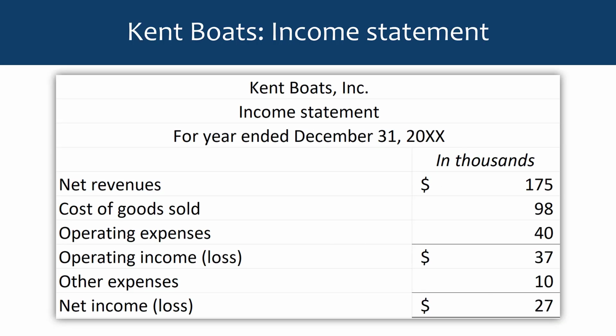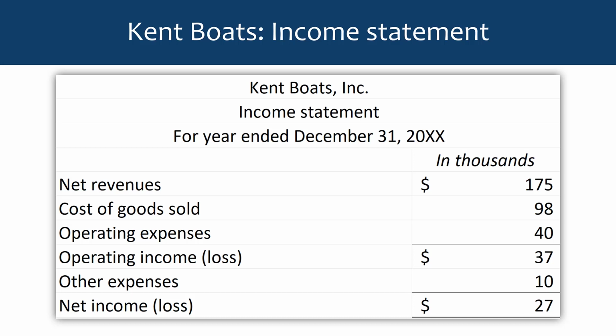Here we're going to look at Kent Boat's income statement. Let's start at the top. The first title or heading line of the statement is the name of the company, its official name. The second title line will be the name of the statement. The date line is next. It tells us the period of time that the income statement covers. It is important to note that this income statement covers a year.